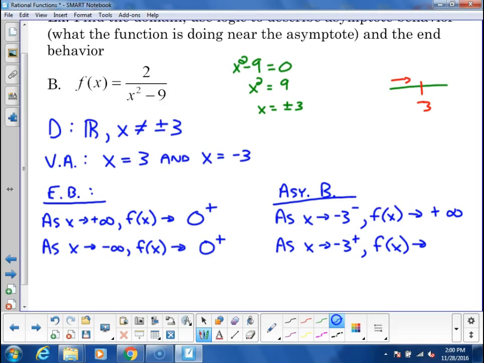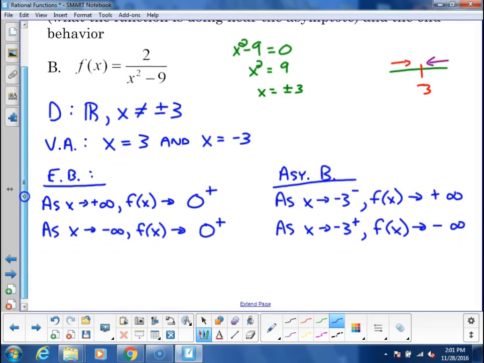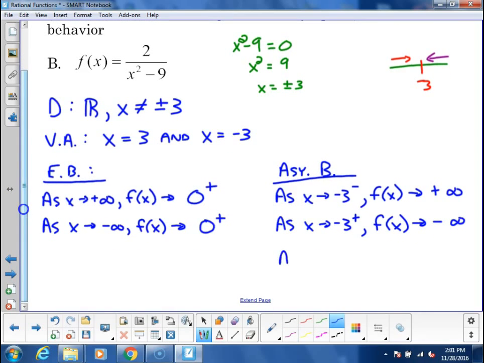If you flip that around and now you're coming in from the right side of negative 3, now you've got like negative 2.9, then when you square that, that's going to be smaller than 9. So something smaller than 9 minus 9 is going to be negative. So 2 divided by a negative small number is going to go to negative infinity. Then you've got to go to the other asymptote.